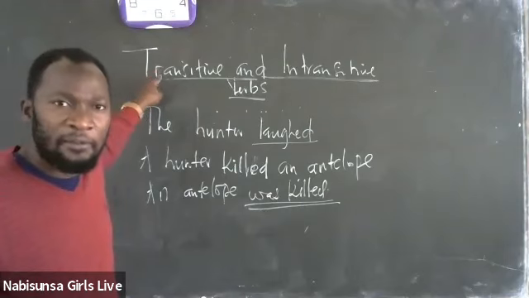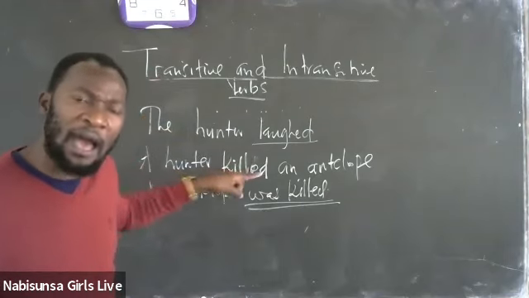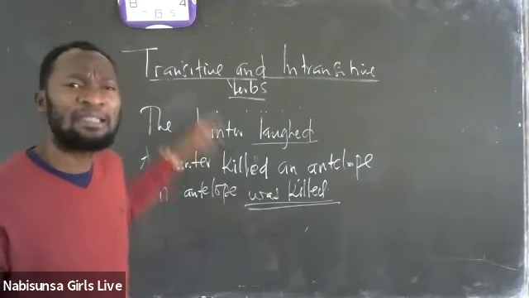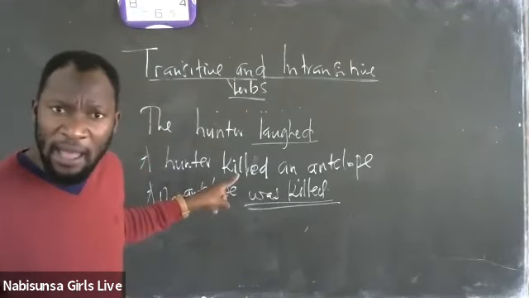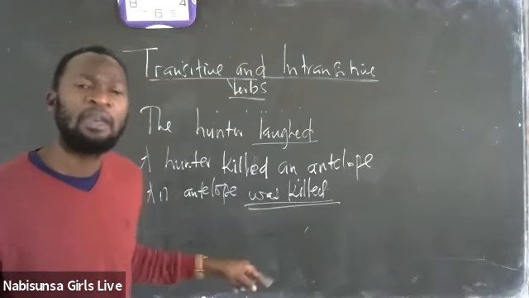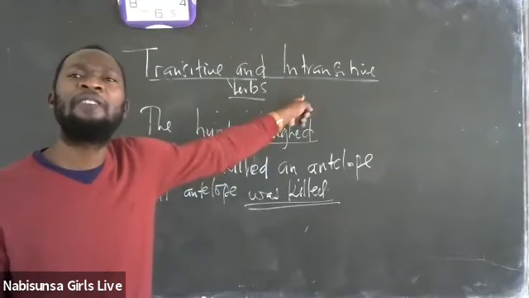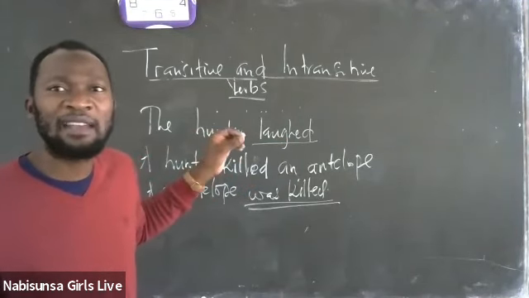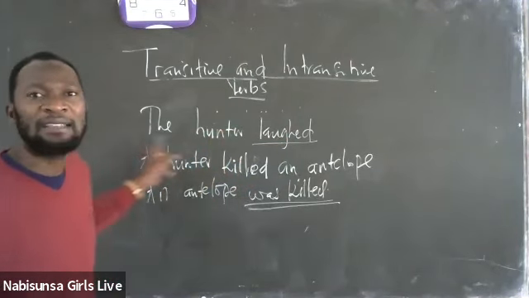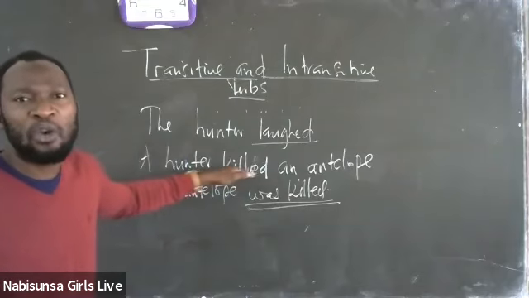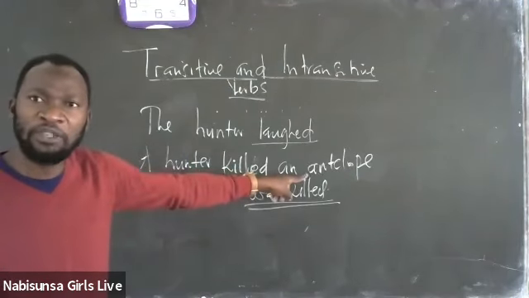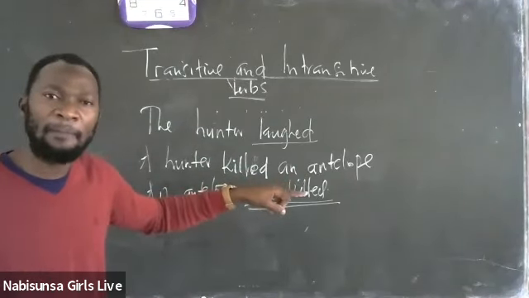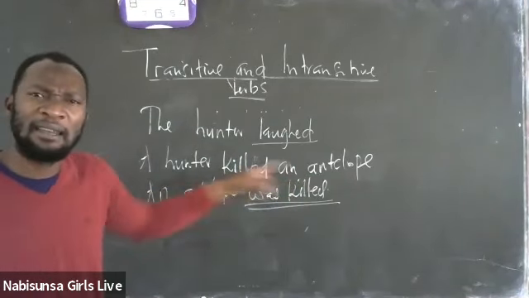I said transitive verbs are verbs that require an object to be complete. Transitive verbs are verbs that require an object. Intransitive verbs are verbs that do not require an object. So the first sentence, Anisha, that we gave was "A hunter killed." It was not complete before we put the object. But when we put the object, it became complete.